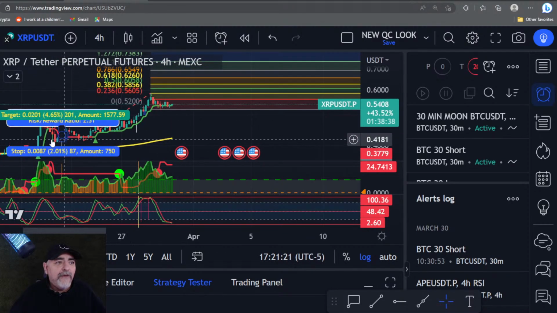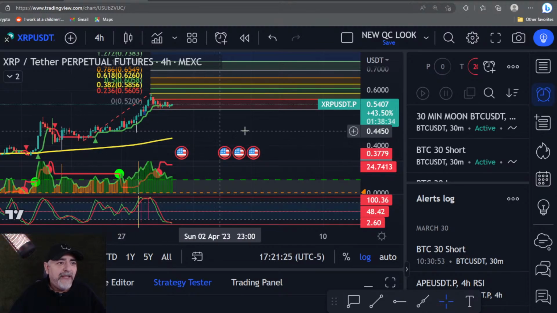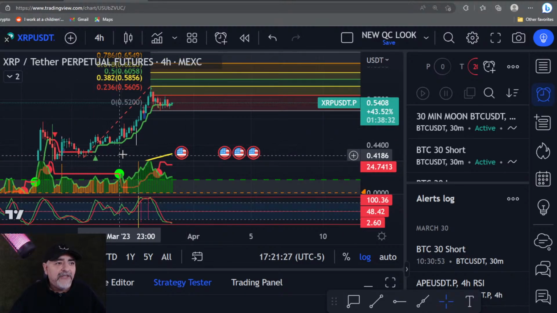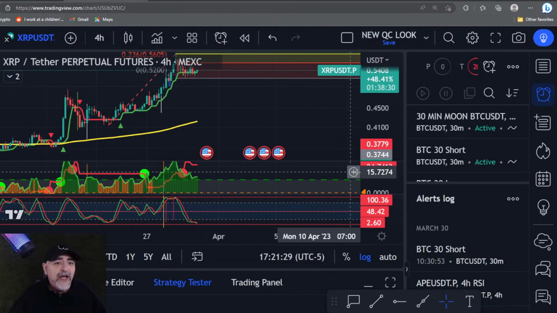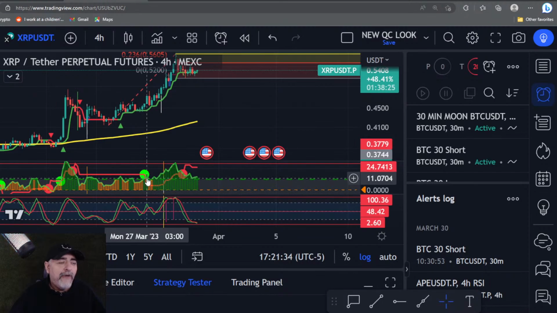So right now, XRP is in a positive cash flow of money. You see this green trend? That means we have a nice little cash flow. Now, where was the entry on XRP? It's on a green moon on the 4 hour. So here are our trades, guys. Let's focus in on our trades.